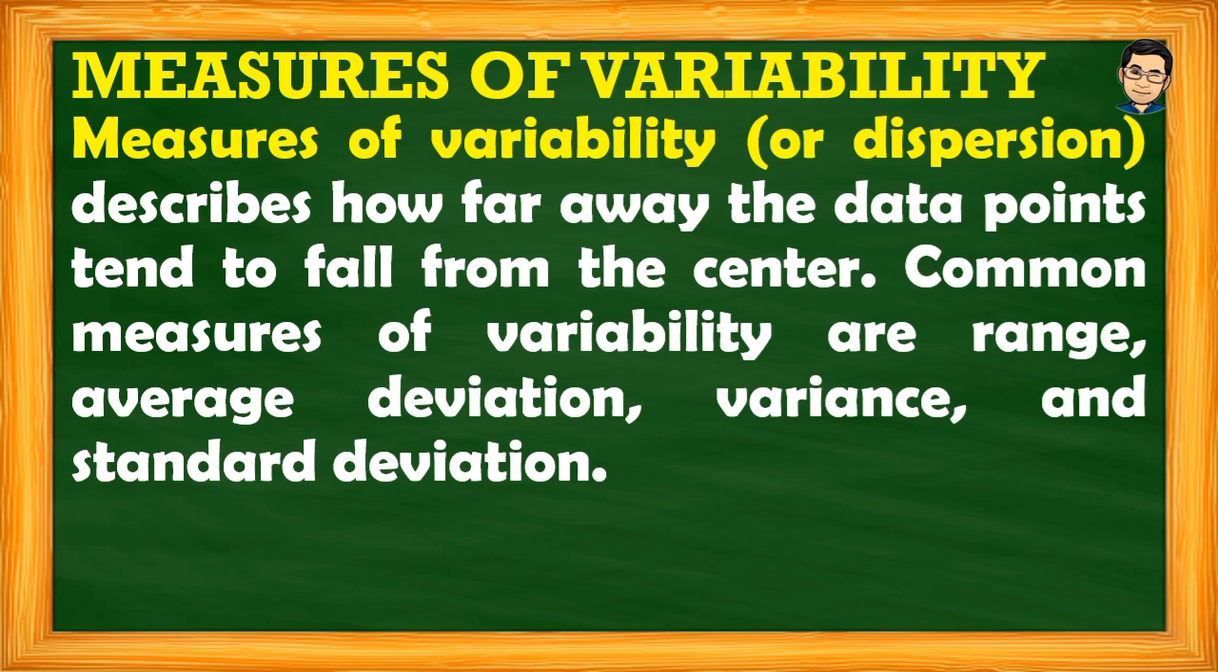Dito, kino-consider natin yung individual score, individual data. Tinitignan natin kung gaano kalayo yung bawat data sa center. Kapag center, it has something to do with mean or yung average. Kaya nga meron tayong average deviation, mean deviation. So dispersion, kung gaano kalapit, gaano kalayo yung mga data sa isa't isa. Common measures of variability are range, average deviation, variance, and standard deviation.